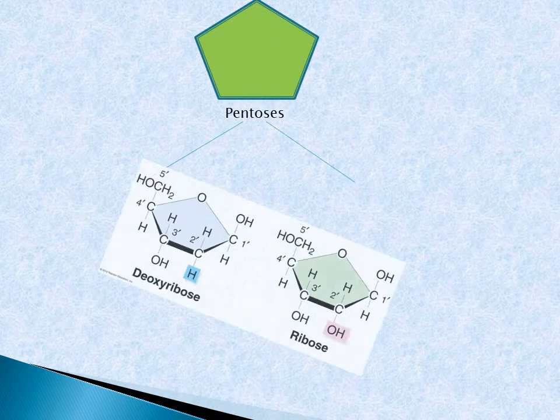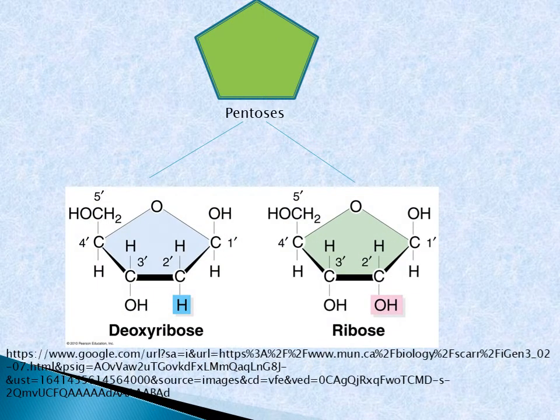Second group is the pentose sugar. Pentose means it consists of 5 carbon atoms. It is of two types, that is deoxyribose sugar and the ribose sugar. The chemical structure of deoxyribose and ribose sugar is similar except at carbon number two.